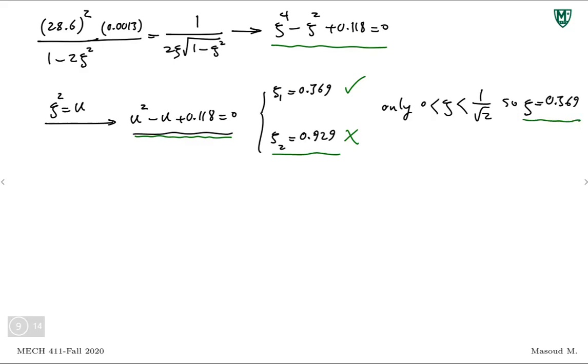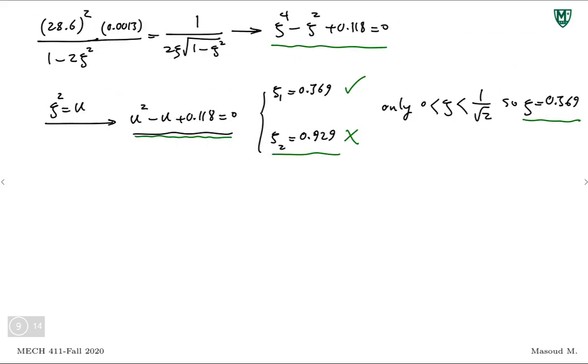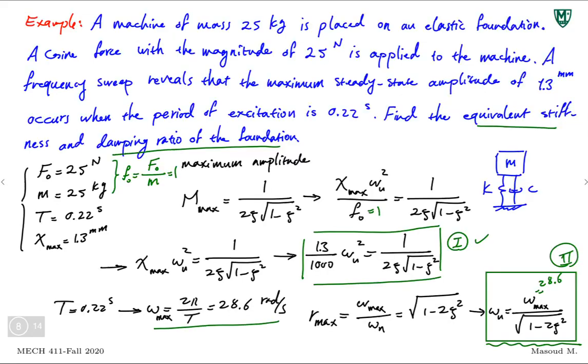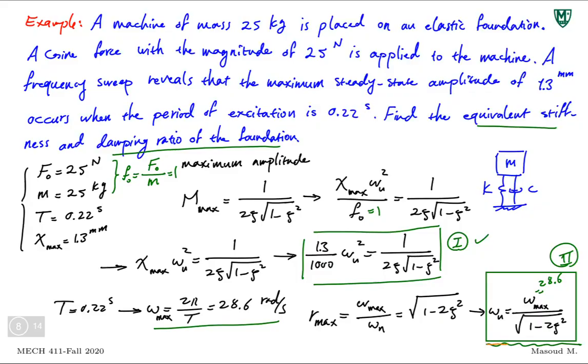So what were we asked to find? We were asked to find two things: the equivalent stiffness and the damping ratio of the foundation. I found the damping ratio. The next step is to find the equivalent stiffness. How do I do that? Well, I know omega n, right? I found that relationship between omega max and omega n. I'm going to go back here. Right here, I found this relationship, equation number 2.